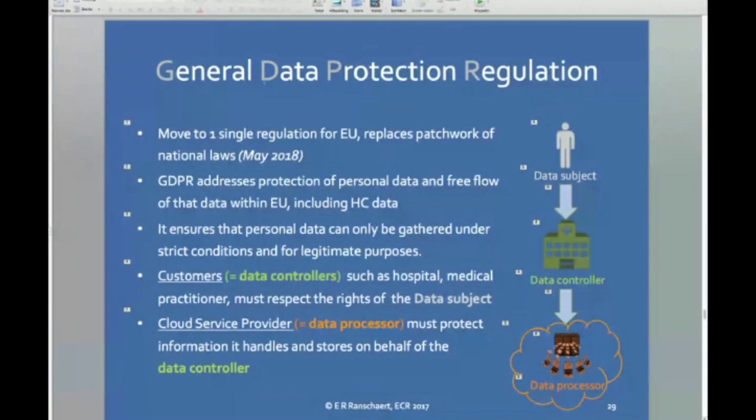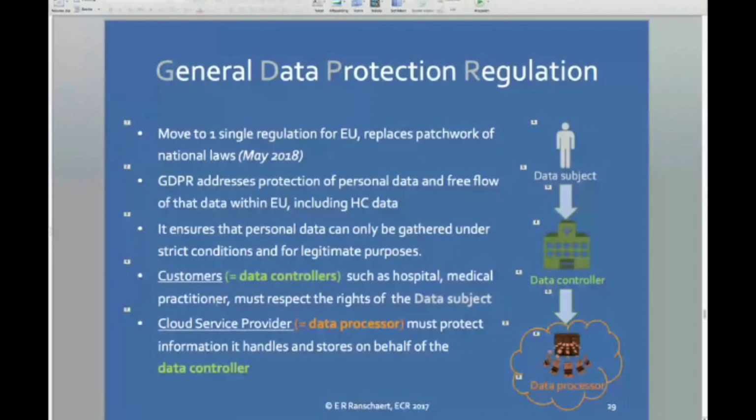So what does the GDPR mean? What will change? In 2018, we will move to one single regulation for the European Union, which replaces a patchwork of all kinds of national laws. The GDPR addresses the protection of personal data and free flow within Europe, including healthcare data. It will ensure that personal data can only be gathered under strict conditions and for legitimate purposes.